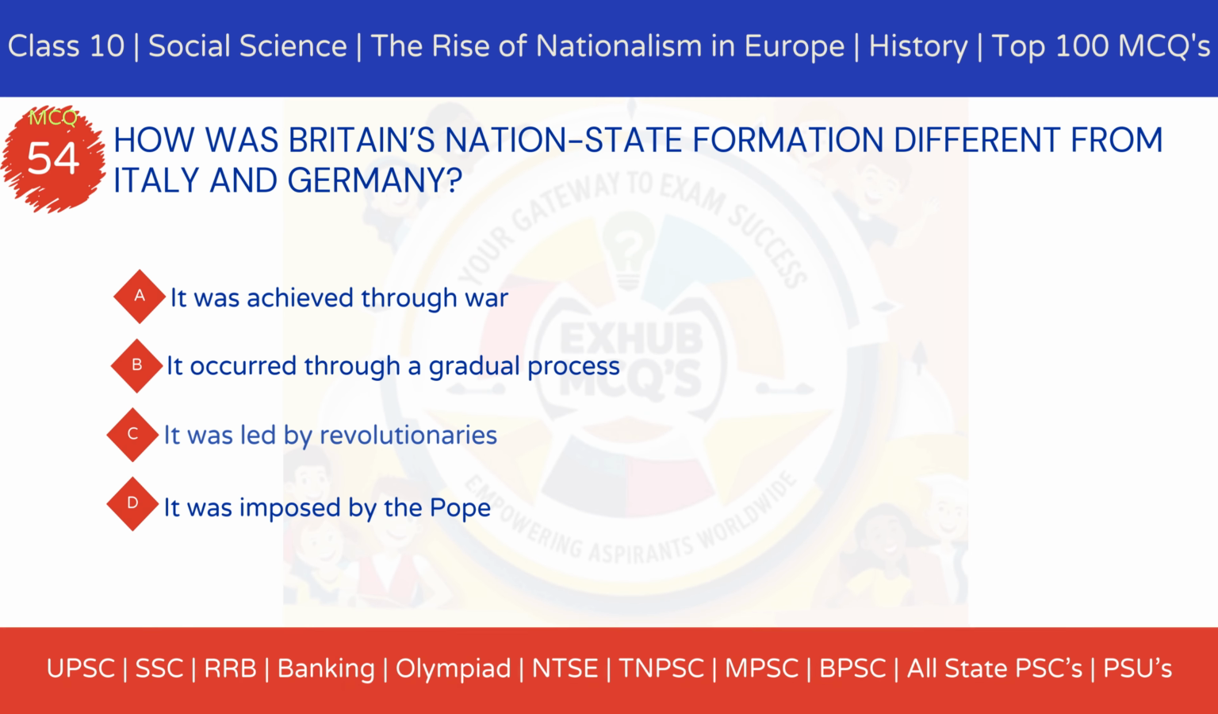MCQ 54. How was Britain's nation-state formation different from Italy and Germany? Option A, it was achieved through war. Option B, it occurred through a gradual process. Option C, it was led by revolutionaries. Option D, it was imposed by the Pope.